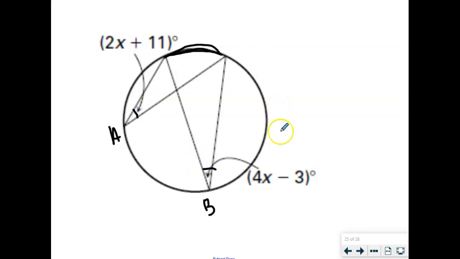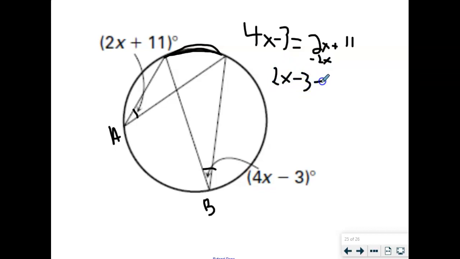So this is actually the easiest one yet, because all you have to do is set them equal to each other. So 4x minus 3 is equal to 2x plus 11. Subtract 2x. 2x minus 3 is equal to 11. 2x is equal to 14. So x equals 7.